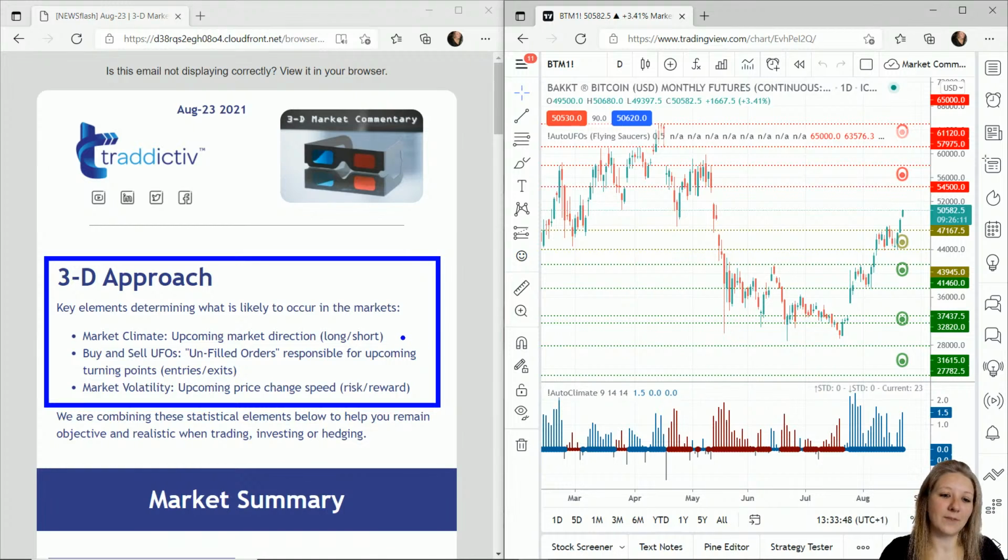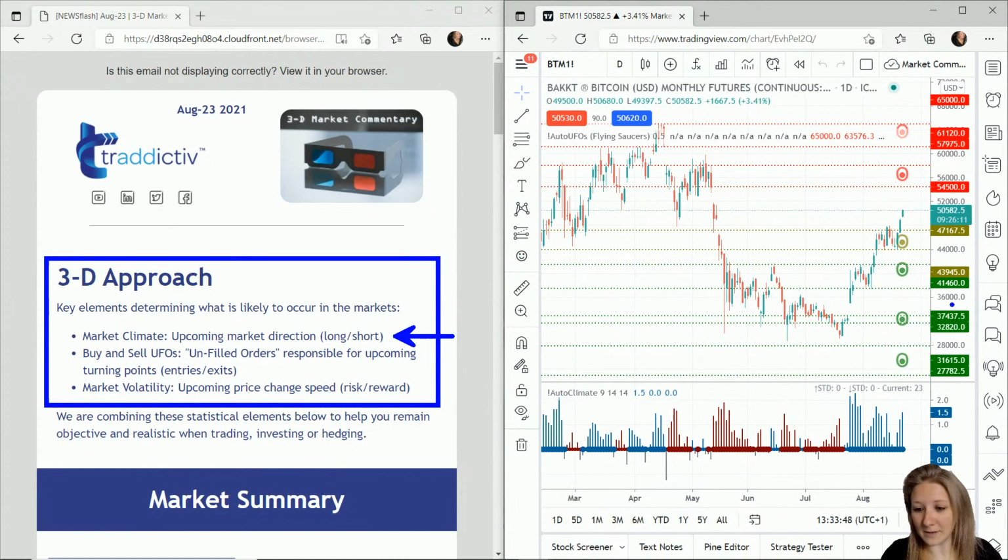So the first one is market climate, upcoming market direction, meaning where do we have probabilities? Do we have probability up and therefore we should probably buy? Or do we have probability down and therefore we should probably sell? Sometimes we don't have enough probability either way, in which case we do nothing. But we want to know the answer to that. Should we be buying, selling, or doing nothing?